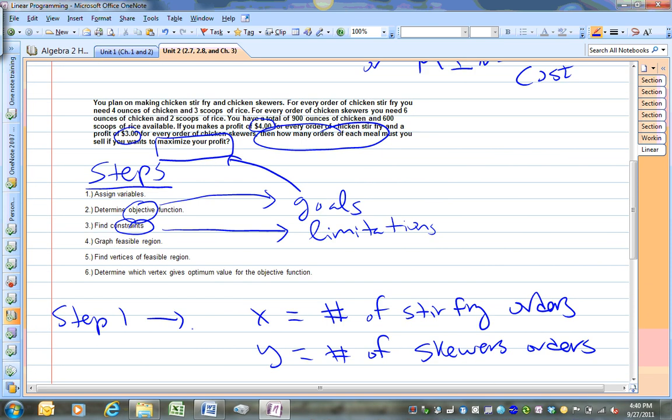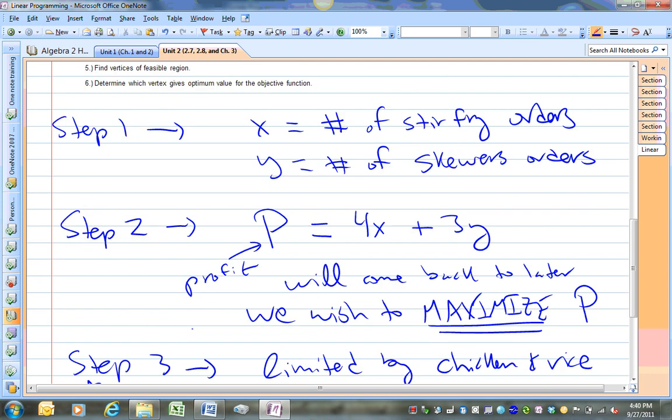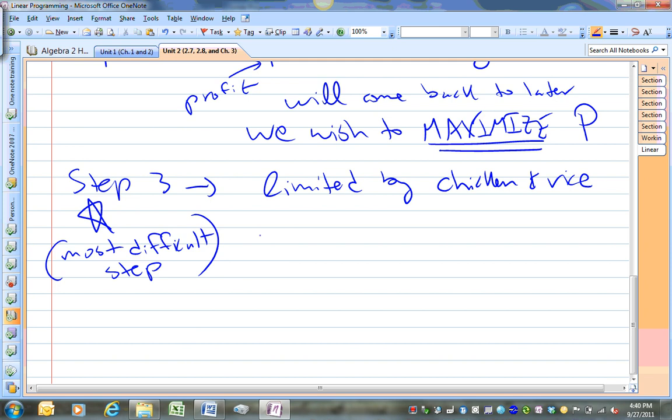If you think about it, stir fry needs 4 ounces of chicken and 3 scoops of rice. Skewers need 6 ounces of chicken and 2 scoops of rice. So let's start with the chicken. You only have 900 ounces available, right? And you can't go past that.